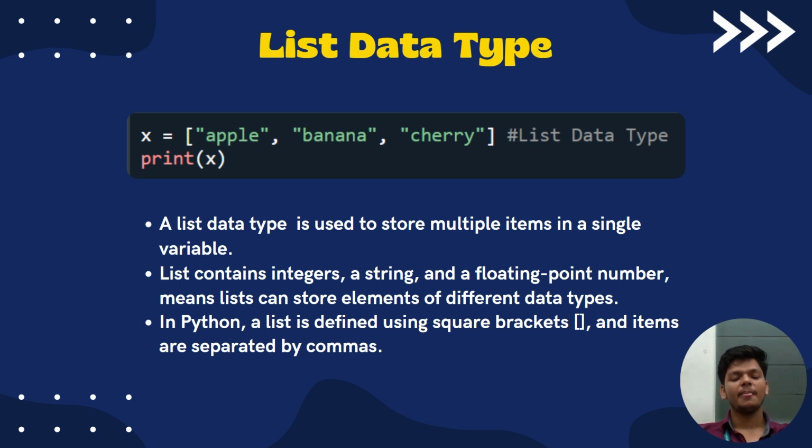For example, x is equal to, in double quotation marks, apple, banana, cherry, and we can store any items. We can also store integers.